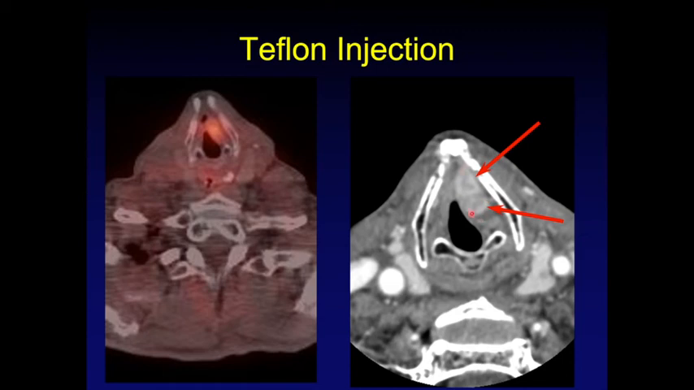If you think that this is enhancement and you see the FDG avidity, you can definitely see how this might be confused for uptake within a second primary or recurrent tumor.